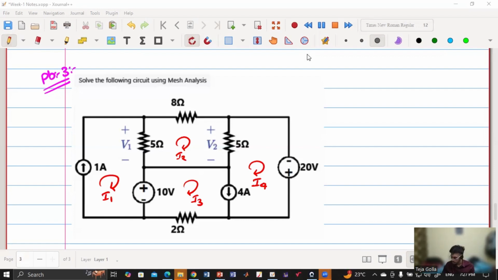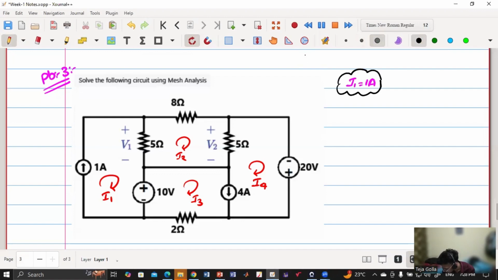And if you see this current source is being shared, so you cannot apply direct mesh analysis because we don't know the voltage across it. So first, can anyone tell me what is the value of I1? 1A. 1 ampere. Yes, very good. So I directly got the value of I1 because it is directly given. So I1 is 1 ampere.